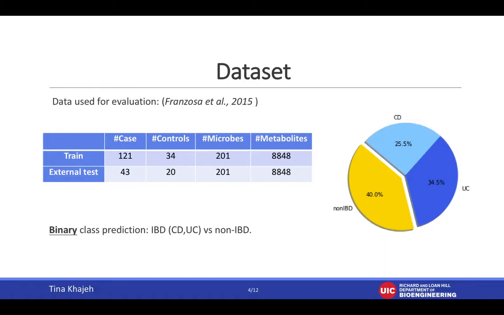The dataset used in this research is from another study of concurrent profiling of the microbiome and metabolome in two IBD cohorts. One cohort is used as the train set with 121 case samples and 34 control samples. The other is used as the external test with 43 case and 20 control samples. This table shows the statistics of the data. The number of microbiome features is 201 and the number of features for the metabolome is 8,848. The biological samples are divided into three categories: ulcerative colitis, Crohn's disease, and non-IBD. We treat both ulcerative colitis and Crohn's disease as a single category. Therefore, we have a binary class prediction.